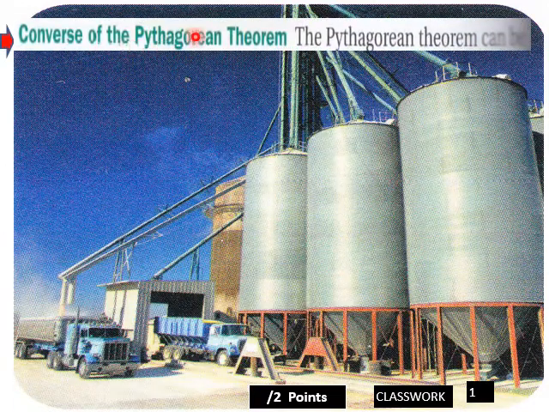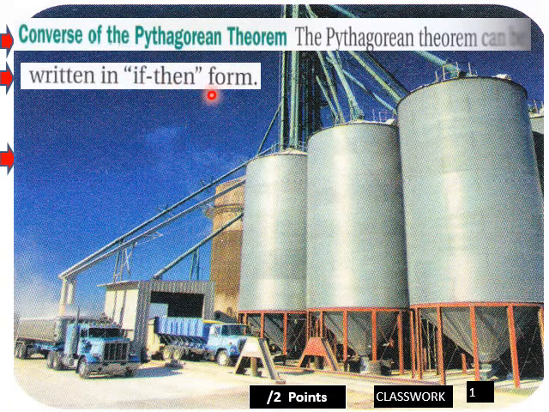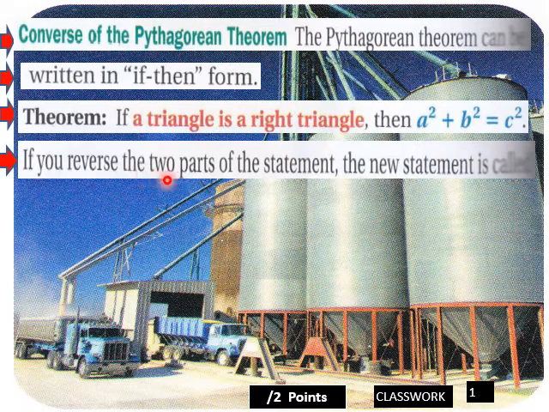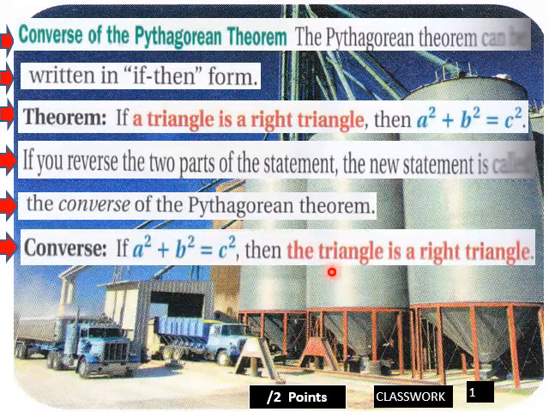The converse of Pythagorean theorem. The Pythagorean theorem can be written in if-then form. Here's the theorem. If a triangle is a right triangle, then a squared plus b squared equals c squared. If you reverse the two parts of the statement, the new statement is called the converse of the Pythagorean theorem. So if we reverse the two parts of the statement, if, then, if we make this if and this a then, it would still be true.